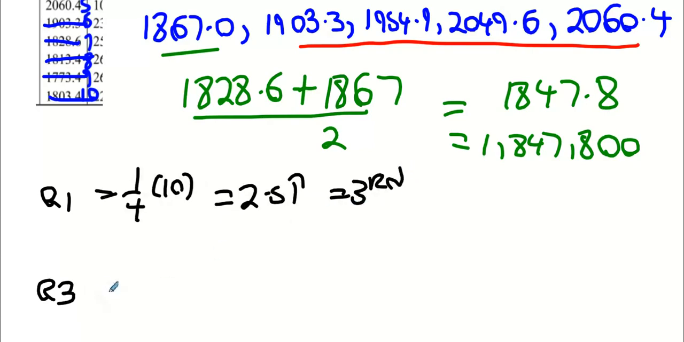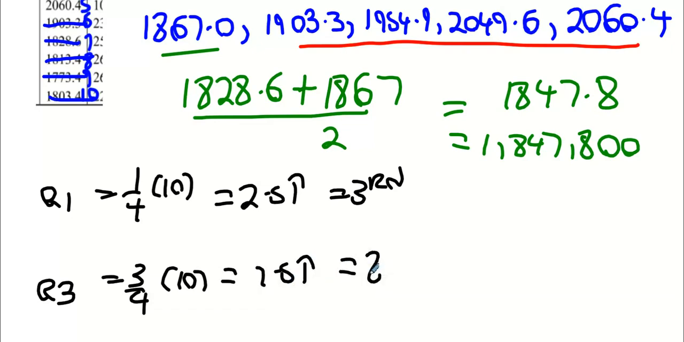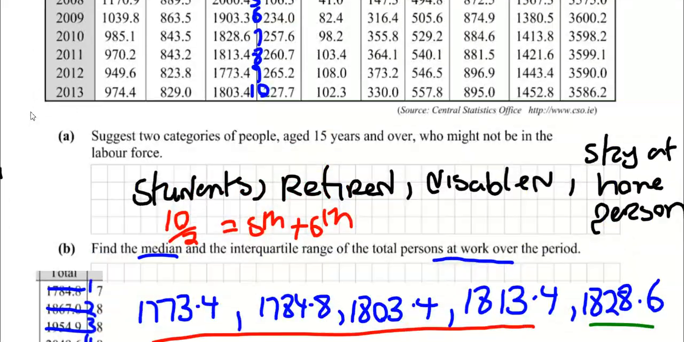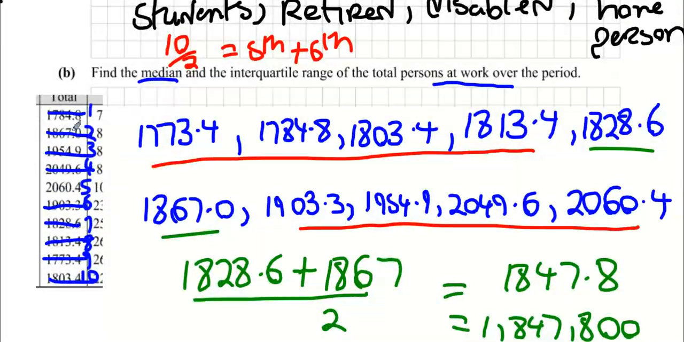And what's 3/4 of 10? 7.5, which is 8th place. So we're going to do third, take away 8th, take away third place. Who's 8th position? 8th position is that number there. Third position is this one here.